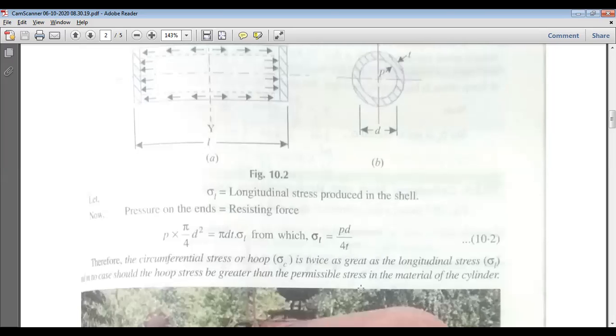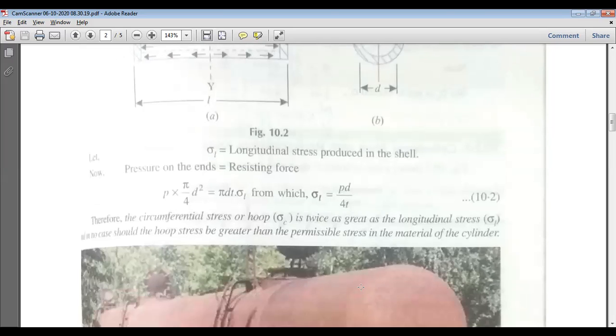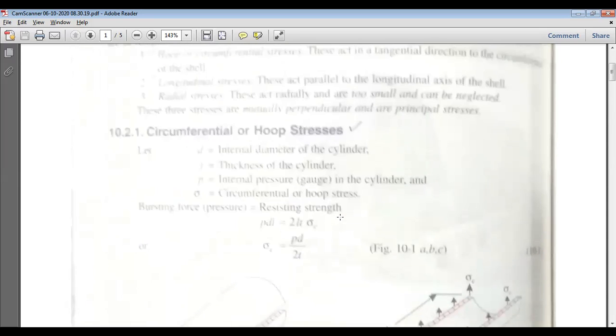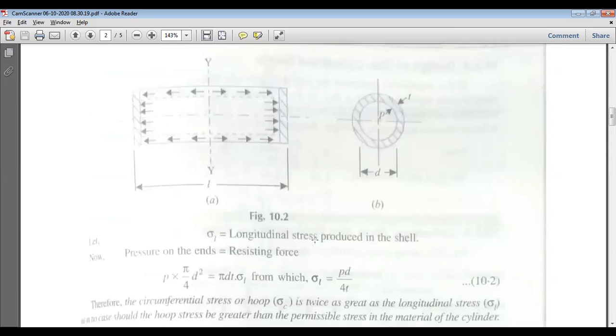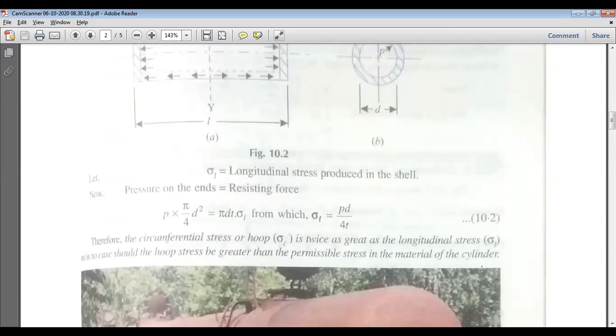Therefore, the circumferential stress or hoop stress sigma C is twice as great as the longitudinal stress, because we have seen sigma C as PD by 2t, and this is PD by 4t. That means sigma C, the compressive stress, is twice that of sigma L, the longitudinal stress. So the circumferential or hoop stress is twice as great as the longitudinal stress.